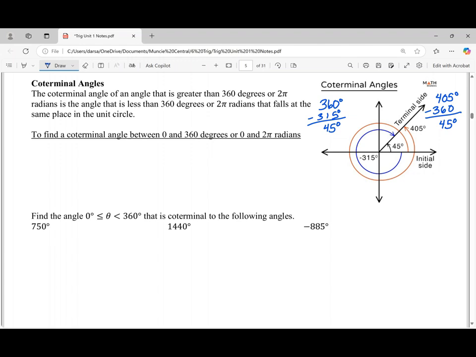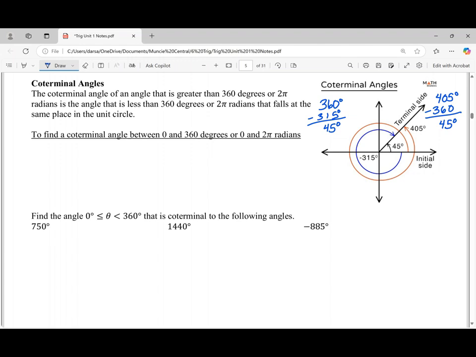So we would say that 45 degrees, negative 315 degrees, and 405 degrees are all coterminal angles, meaning the terminal side of their angle lands in exactly the same spot. Coterminal angles. Well, how can I determine how to graph an angle by finding its coterminal angle? Well, it's actually pretty easy.